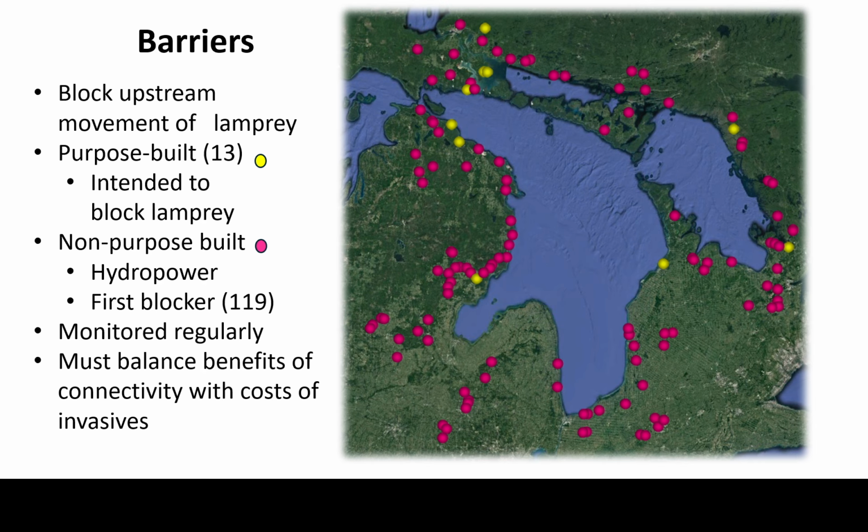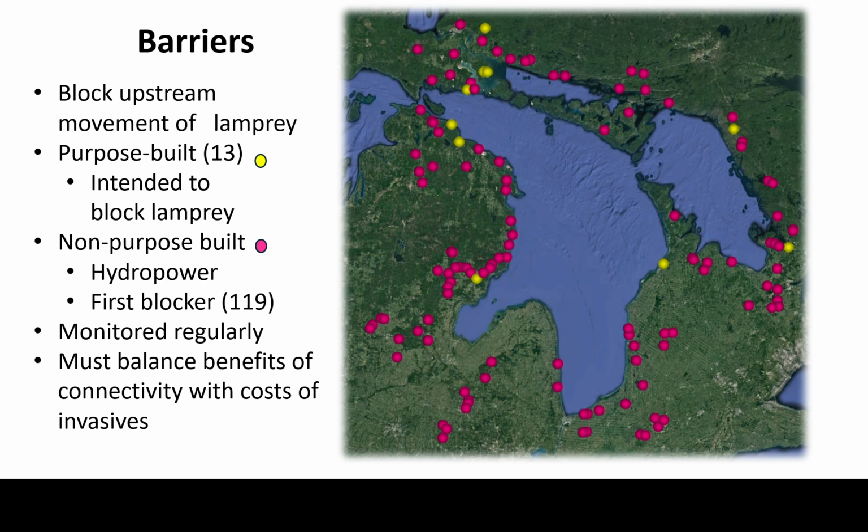The Commission has invested in 17 barriers on Lake Huron. 13 of these are purpose-built. There are sensitive issues relating to stream connectivity, and we work collaboratively with our partners in balancing the benefits of connectivity by removing barriers with the cost of invasive species potential.